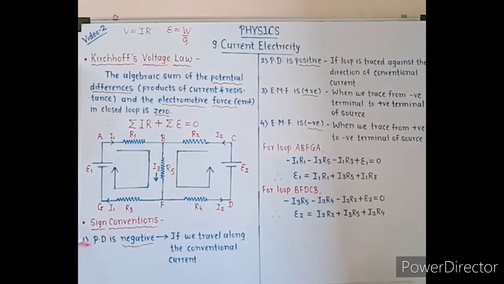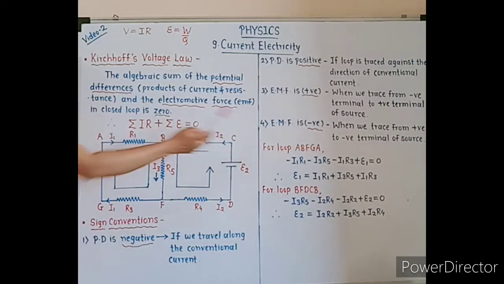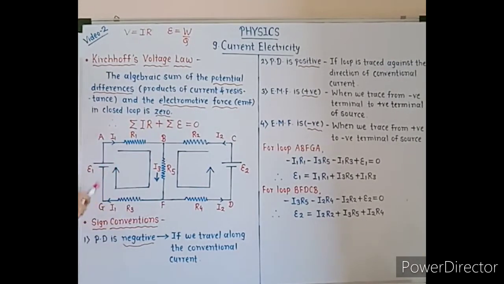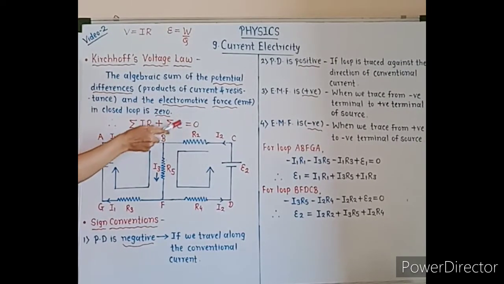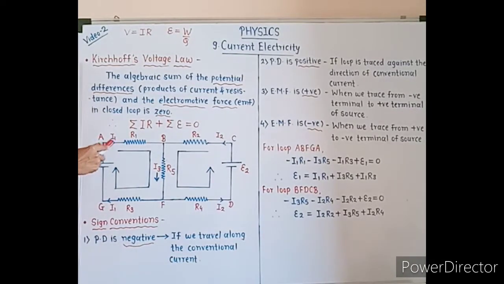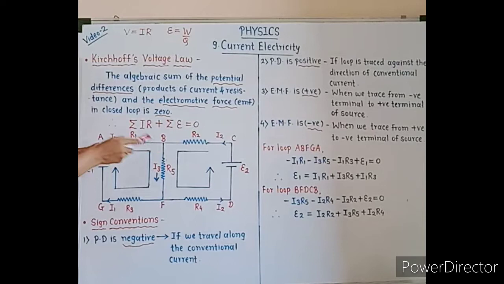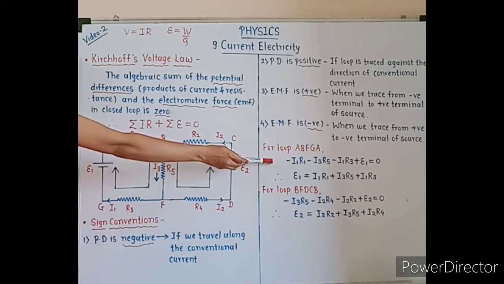Now applying these sign conventions to this diagram, for the loop A, B, F, G, A. According to Kirchhoff's voltage law, summation IR plus summation E is equal to 0. For this loop, V is equal to IR, so if we are traveling from A to B, we get V equal to I1 R1. Now the current is flowing from A to B and we are tracing the loop from A to B, which means the potential difference is negative. So here we get the first term as minus I1 R1.